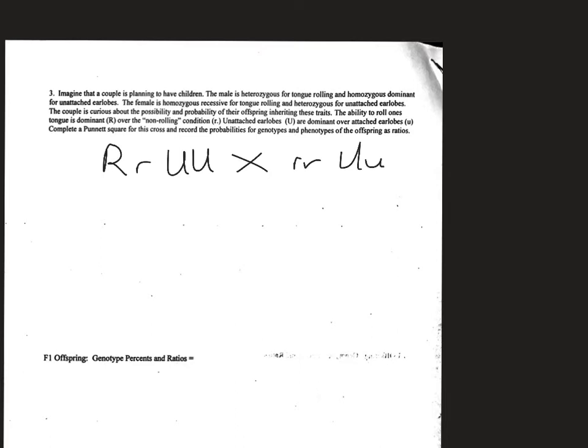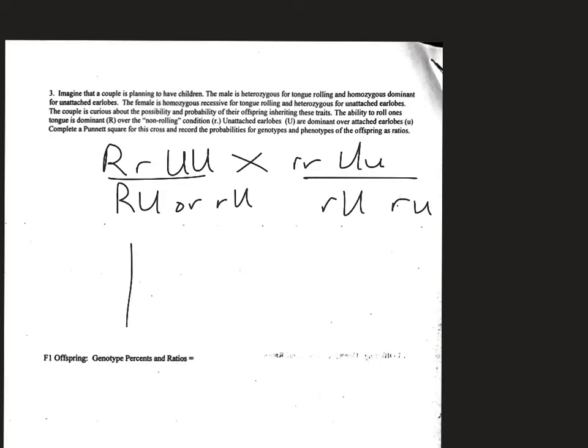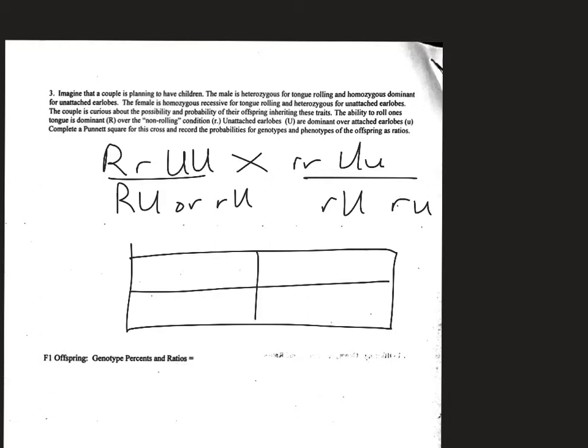How many different gametes can the first parent make? This parent. 2, correct. Big R, big U, and what? Or little r, big U. And how many will this one be able to make? 2, little r, big U, or little r, little u. That's it. So now, do your Punnett Square. You got big R, big U, little r, little u, little r, big U, or little r, little u.